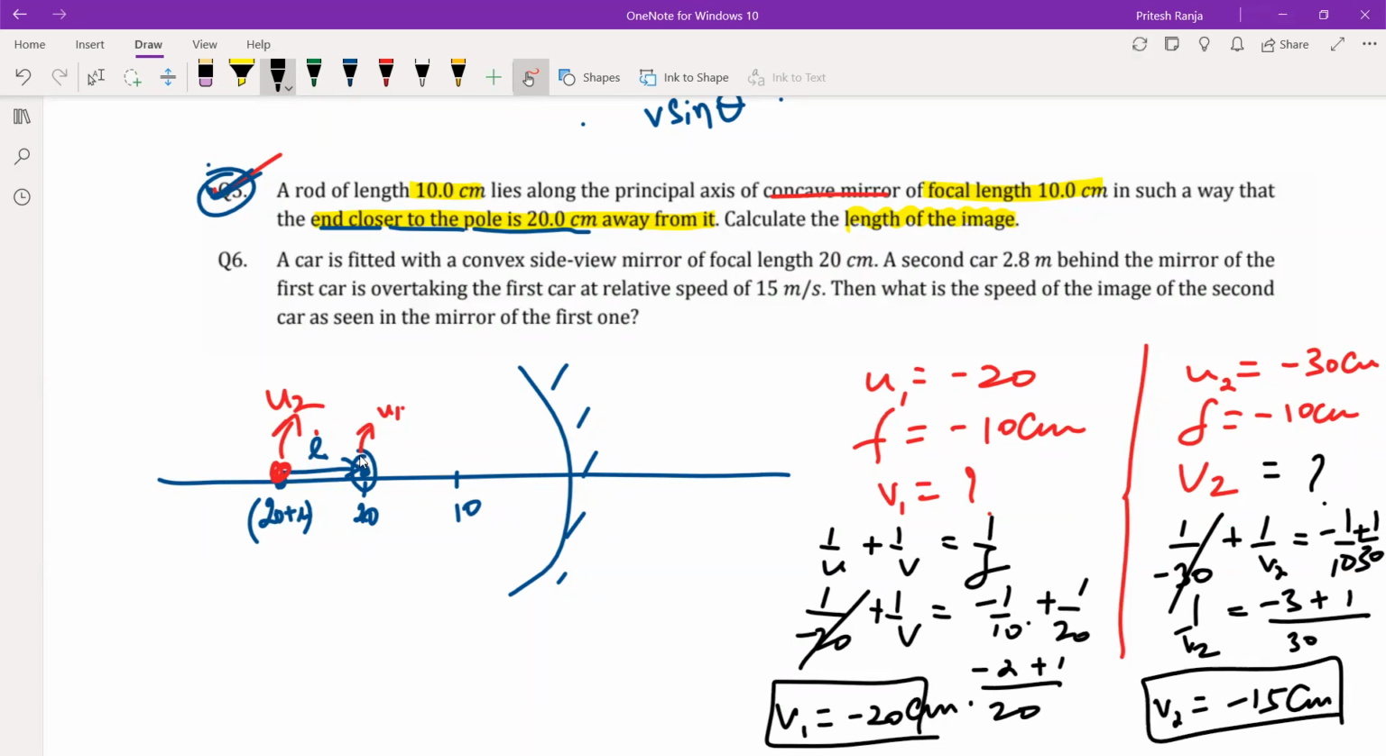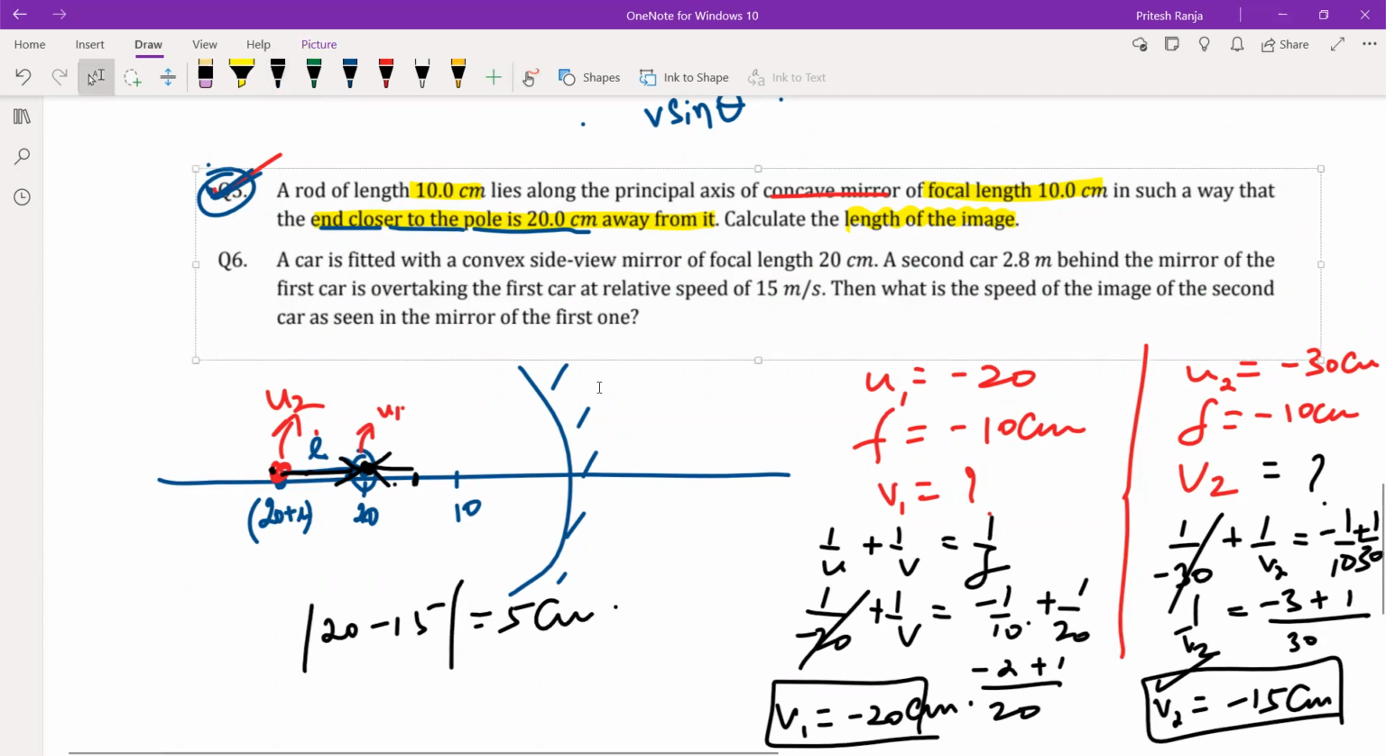So v1 means if the object is like this, v1 is -20. That means it is here. And v2, that means this end point is at -15. So somewhere over here. So this is the image. So what will be its length? 20 minus 15, that will be 5 centimeters.